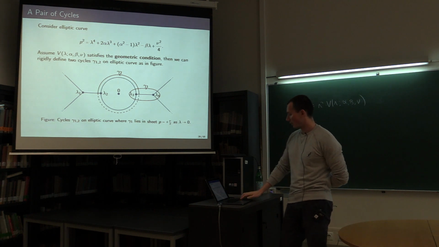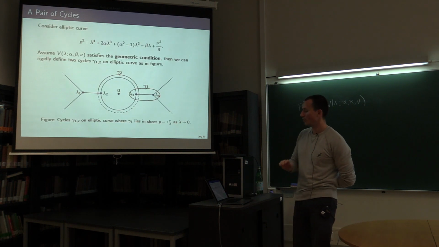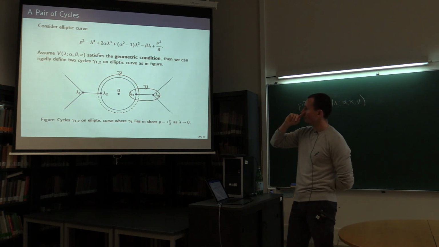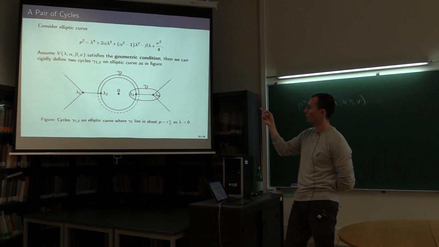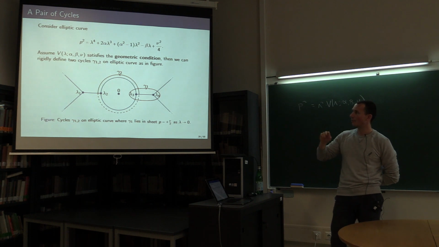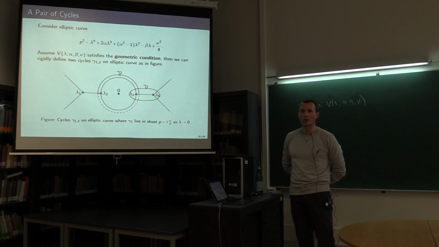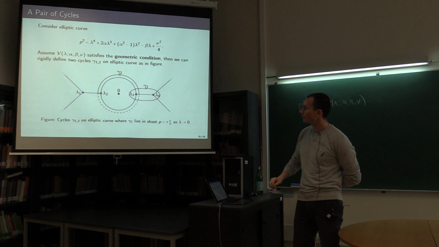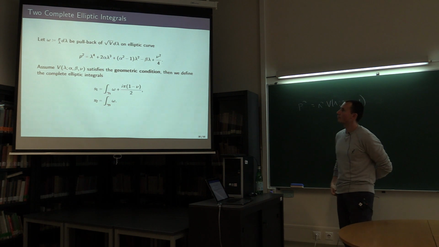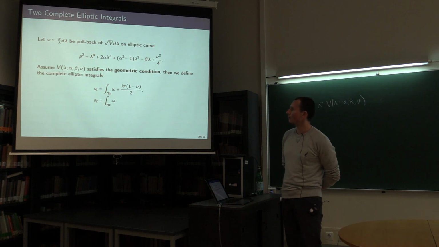Okay, so if the Stokes complex is of this form, then what we can do is we can rigidly define two cycles on this elliptic curve. We do it as you see in this figure here. Gamma 1 and gamma 2 are the cycles. Gamma 1 lies in the sheet where p goes like nu over 2 as lambda goes to 0, let's say. So we've got these two cycles. Now I would like to introduce two complete elliptic integrals, S1 and S2.